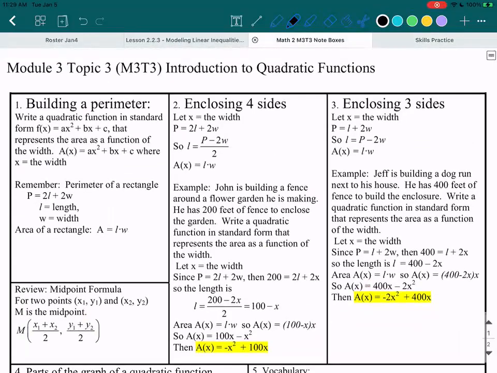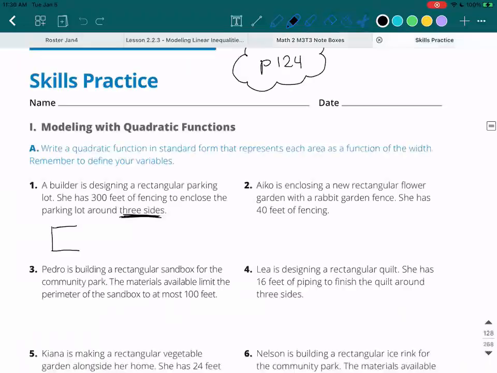Okay, so then you are enclosing 3 sides. This is box number 3. Do you see that? Enclosing 3 sides. So you would let x be the width, and then the perimeter would be length plus 2 of the width. And then the length is perimeter minus 2 width, and the area is length times width. Okay, so that sounds a little bit crazy, but let me show you what that means according to our example on the skills practice. So we let x be the width.